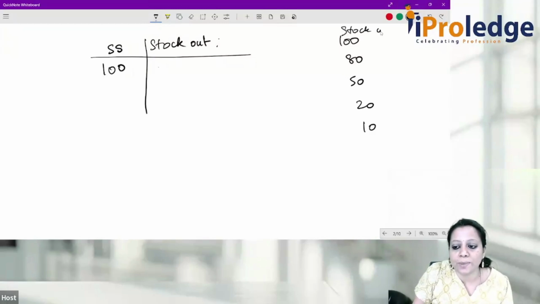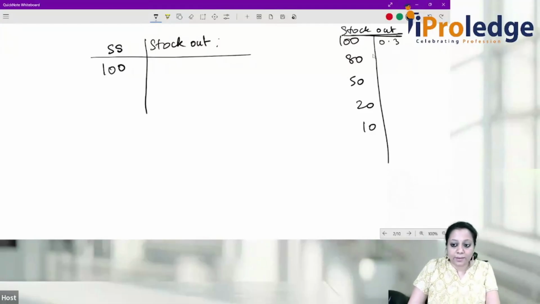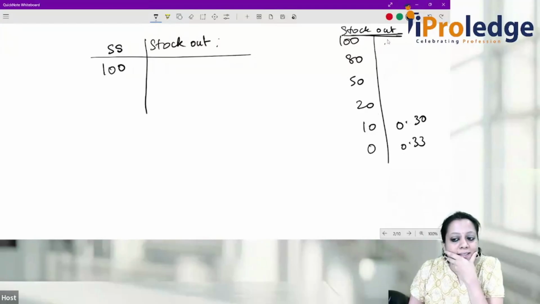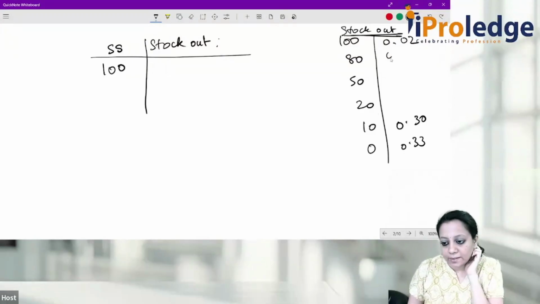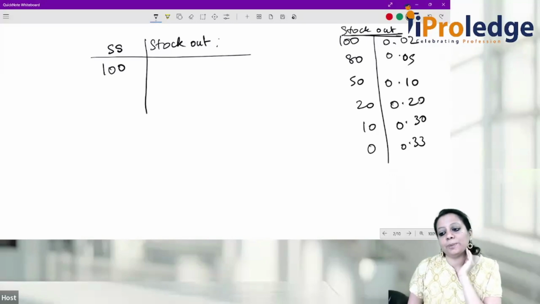This is the stock out position. So the probability we did, this was 0.33. Actually 0 was 0.33. Correct. This is 0.3. And then this is 0.002, 0.5, 10.